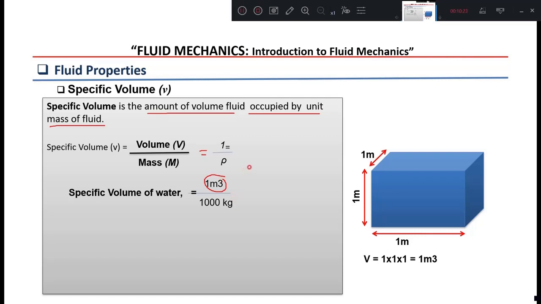1 kilogram of a particular substance. And that's why its unit is meter cube per kg. Because density unit is kg per meter cube, the reciprocal of density means meter cube per kg. That is specific volume. Specific volume is inversely proportional to the density.